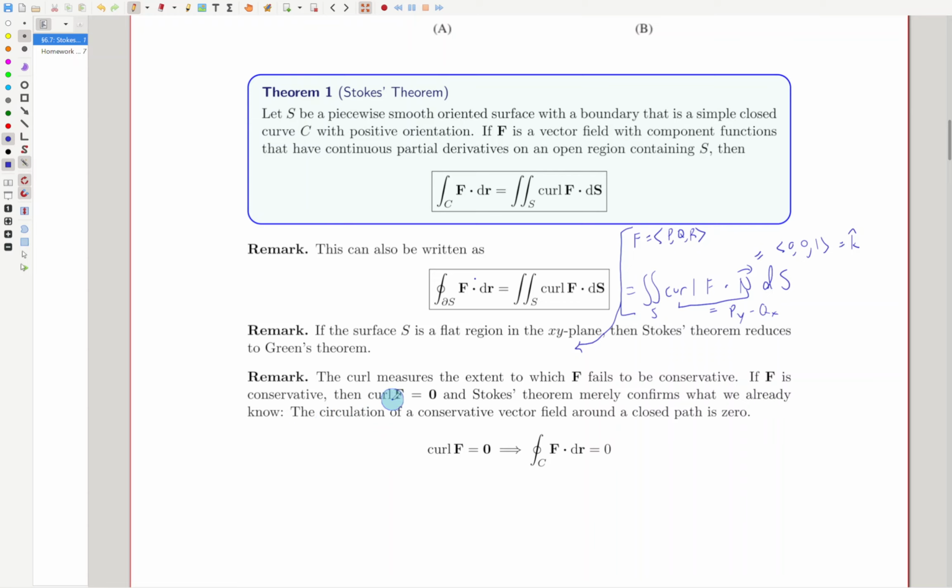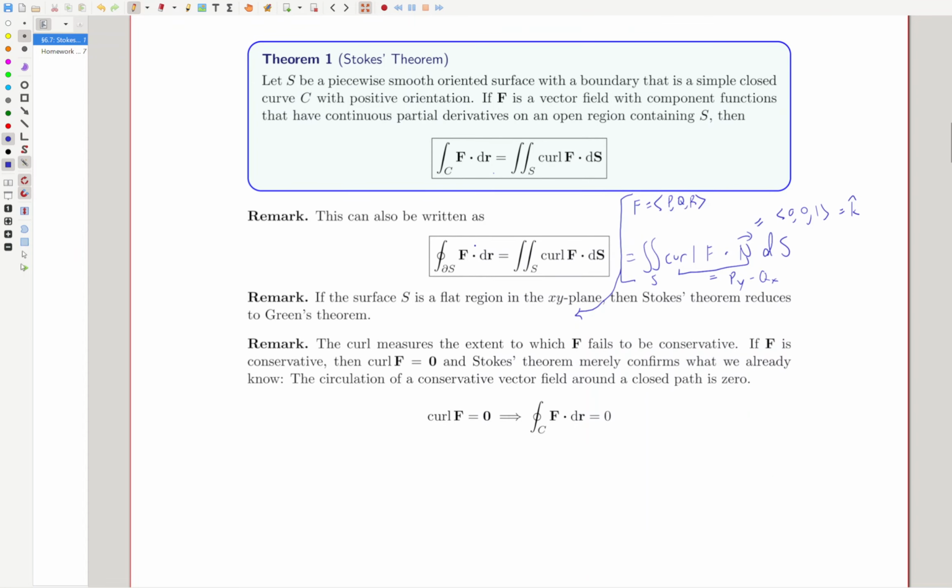So if curl of f is 0, then plugging that into here, you would get that this double integral is equal to 0, which would then give you that this line integral over the boundary of a conservative vector field is 0, which is something that we already knew. Right? The integral of a conservative vector field over closed paths, over loops, is 0, which is stated there. So it's just another way of checking that things make sense, making sure that all of the results are coherent.